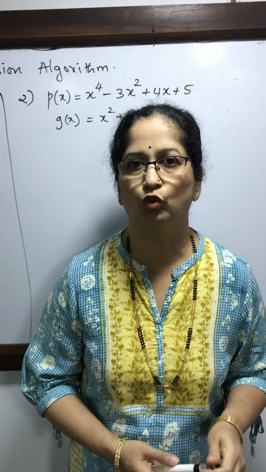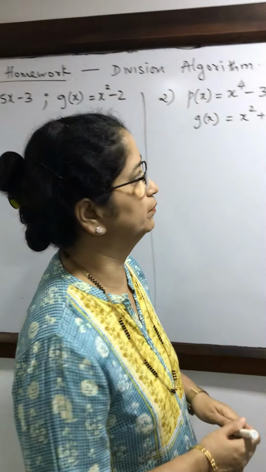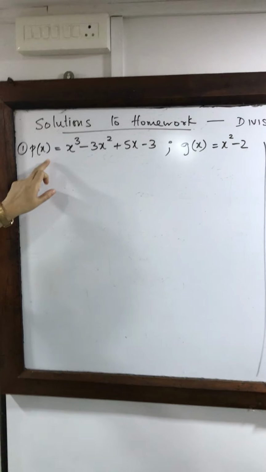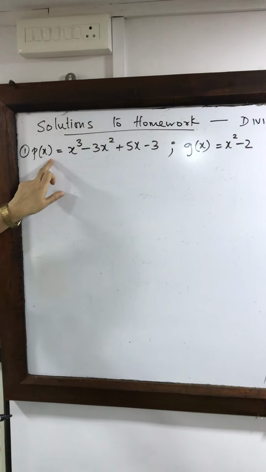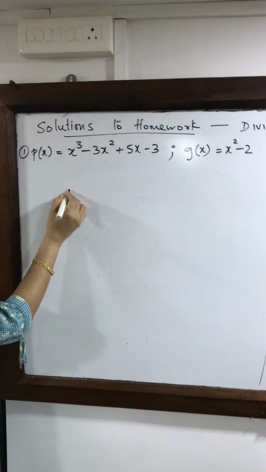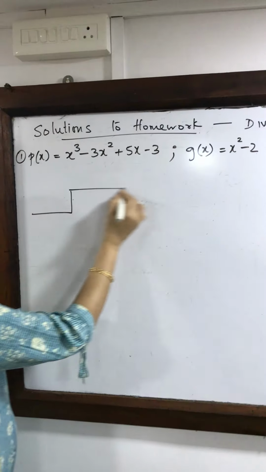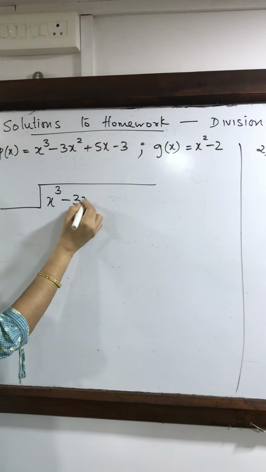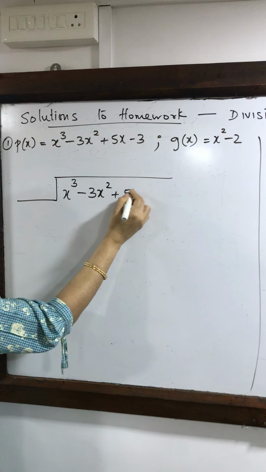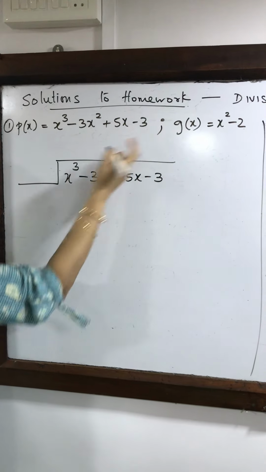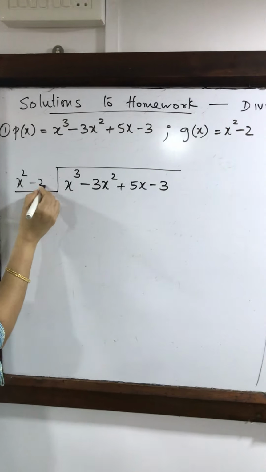We discussed the homework on the division algorithm. The first homework question was to divide the dividend p(x) by g(x) and find its quotient and remainder. The dividend we write in standard form, that is in decreasing order of x. It is already in standard form. We write the divisor here, as I have already told.